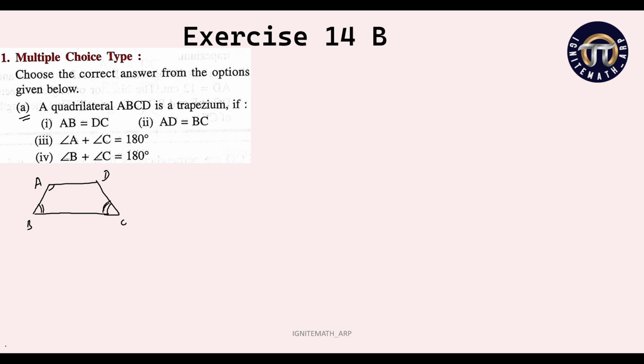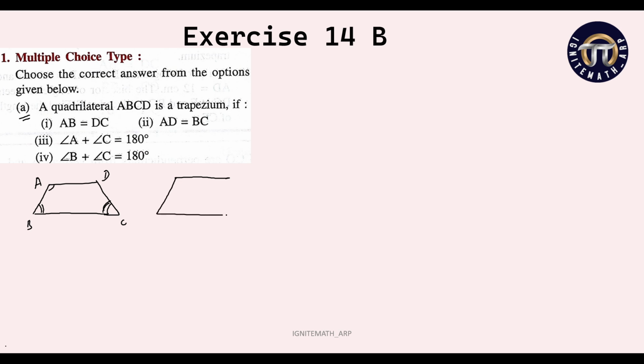So what is the right option? What do you think, children? Okay, so quadrilateral ABCD becomes a trapezium if A plus C is equal to 180 degree or B plus C is equal to 180 degree. B plus C is equal to 180 degree, in the sense what?